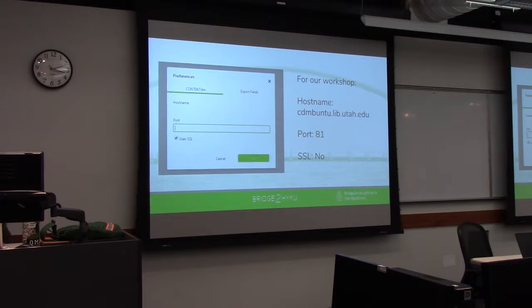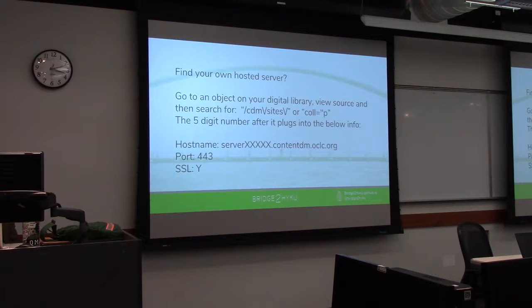So once you open it, you should get a preferences window, and we're going to be using an older Utah server that they let us use. But if you want to use your own hosted server, and you already know your ContentDM number, then you can just plug it into this set of information.